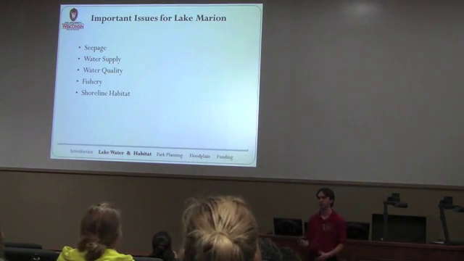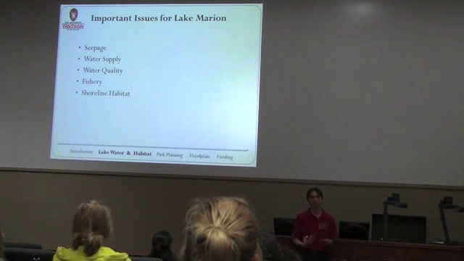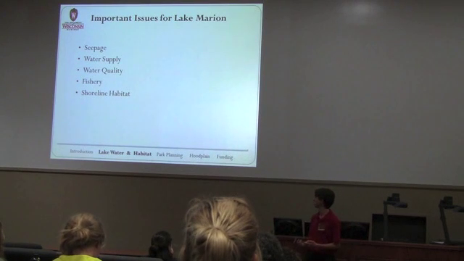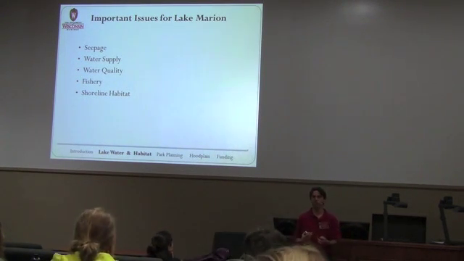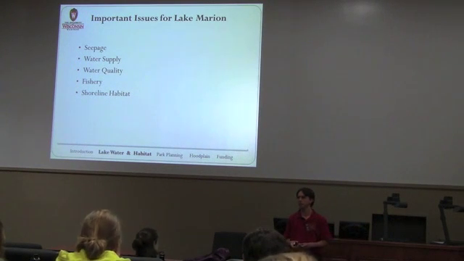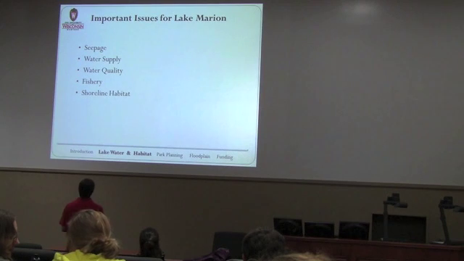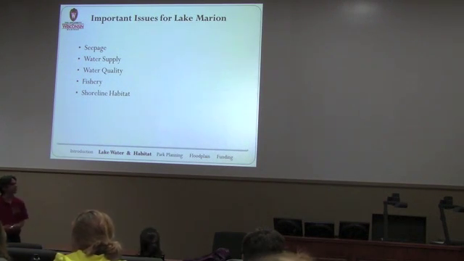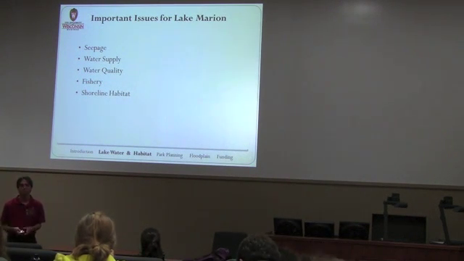So for Lake Marion, there were 5 key issues that we identified at the start of the project that we really wanted to focus on, and that the village of Mazomanie was really concerned about. The first of these was seepage: how much seepage is Lake Marion currently experiencing, and how can we measure that? The second was water supply, identifying the current water supply and seeing what alternatives there might be if the dam were to be removed.